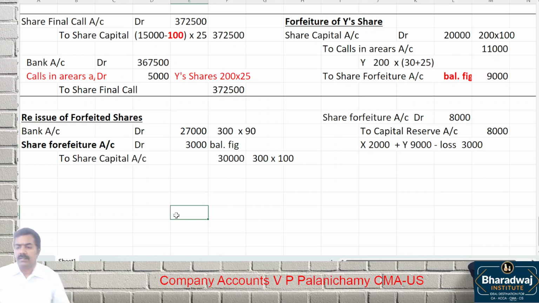300 into 100. 300 into face value. Nothing is given, so face value will be credited to capital. 100 rupees share, 90 rupees reissue பண்ணிருக்கோம். Loss will be adjusted in which account? Share. Discount issue பண்ணும், discount record பண்ண முடியாது capital.